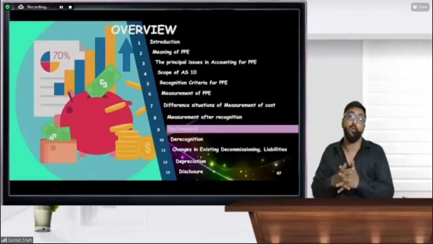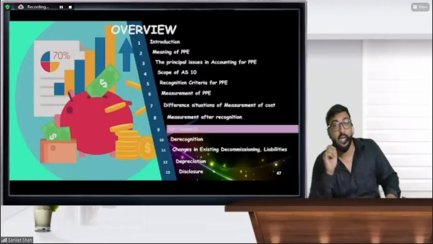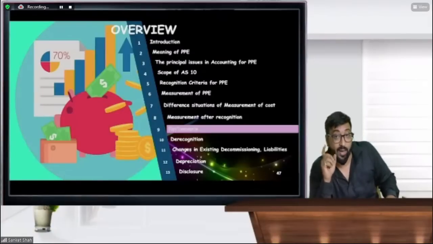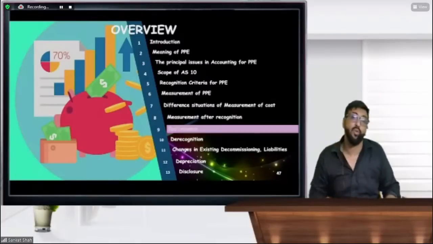So this is all for this Accounting Standard 10 till now. I hope you enjoyed. Tell me in the comment section how many of you got my last 5 minutes revision. If you understood this 5 minutes revision, it means you understood this accounting standard thoroughly. So beta, I hope you enjoyed.